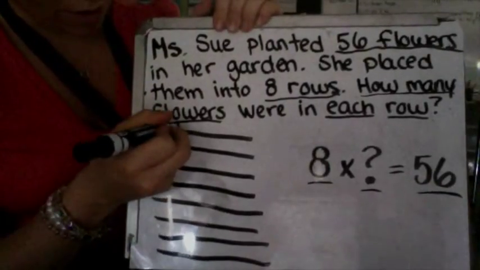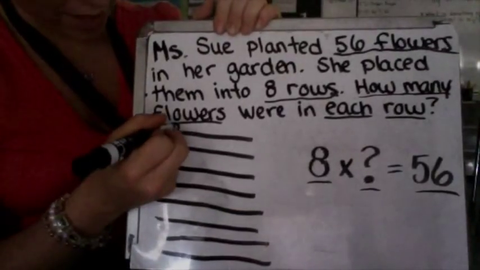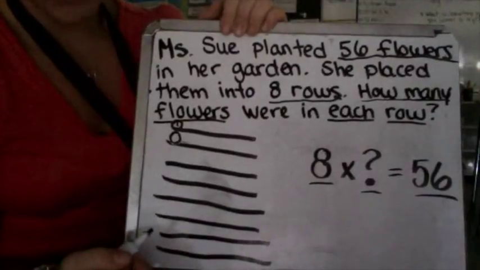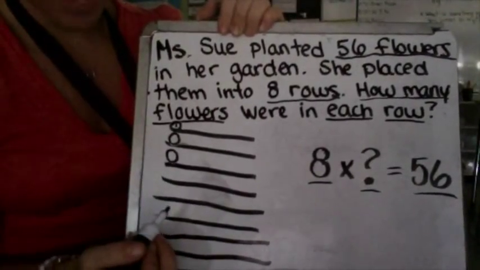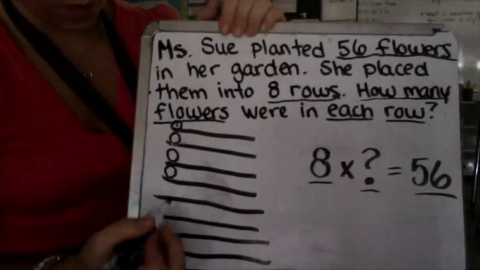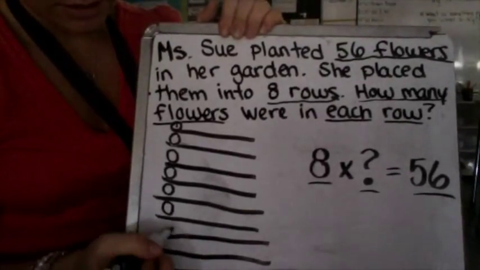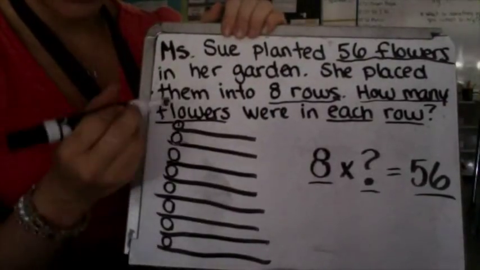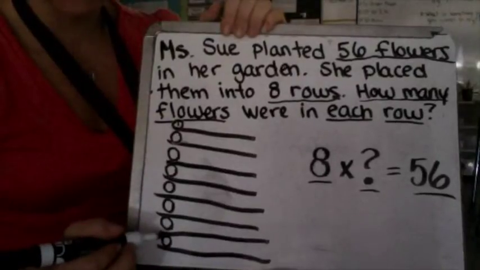I'm going to put a flower in the first row. Can you put a flower in the first row? That's 1. Put a flower right underneath it. That's 2, right underneath. Put a flower in the third row. That's 3. Put a flower in the fourth row. 4. 5. Keep going. 6, 7, 8. So we have 8 flowers in my garden. 1 in each row so far.